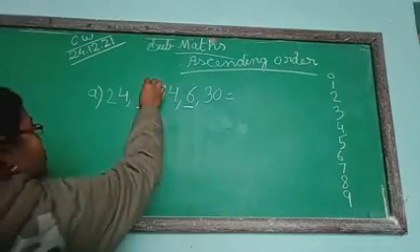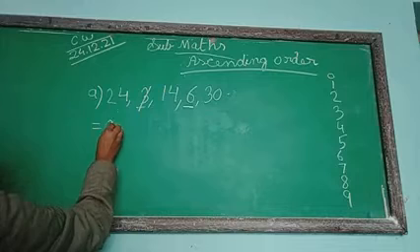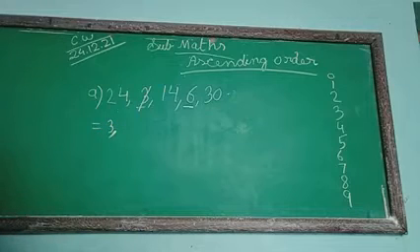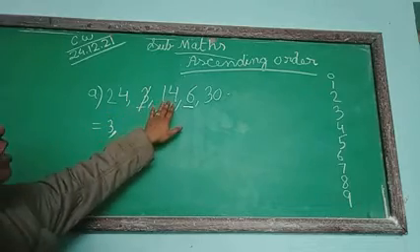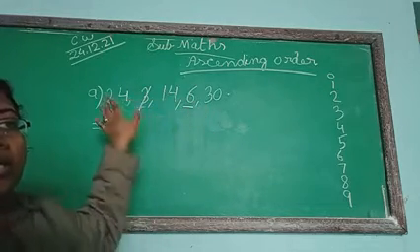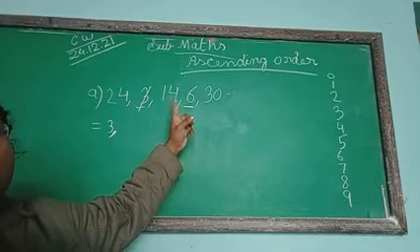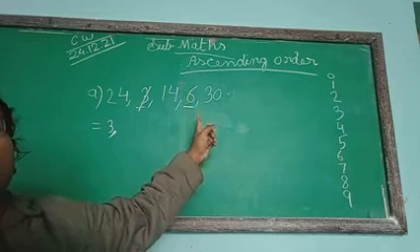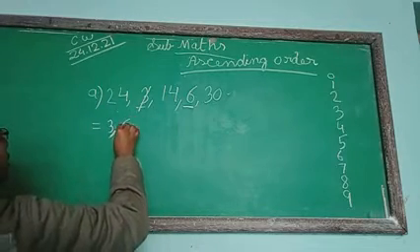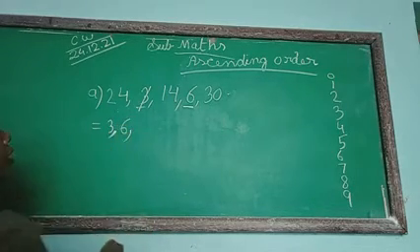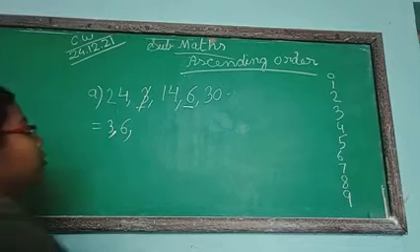So we will cut 3 and we will write 3 here. After that, we are left with 24, 14, and 30. All of these are two-digit numbers. Only 6 is the one-digit number, so the next number will be 6. We will cut the 6.